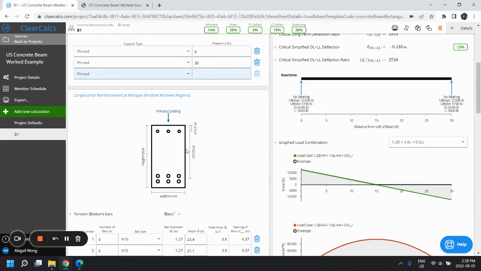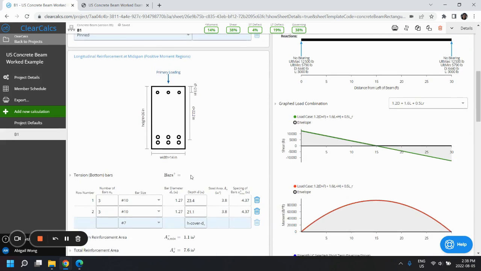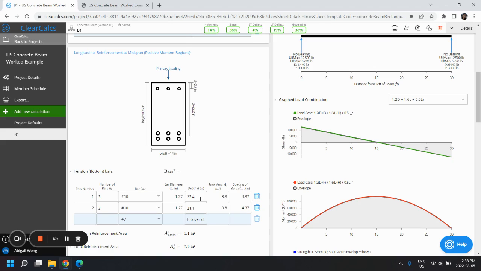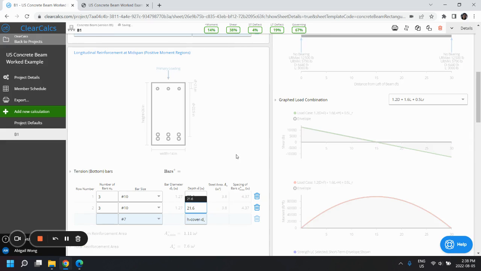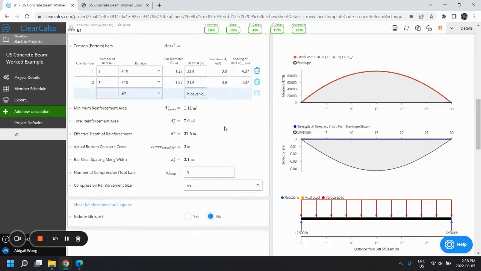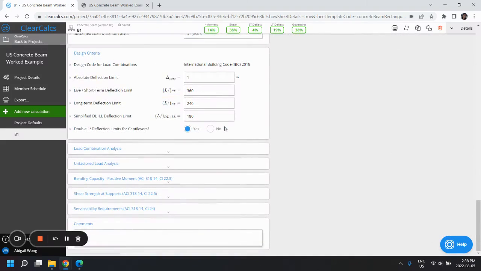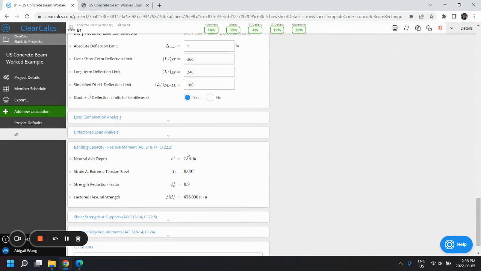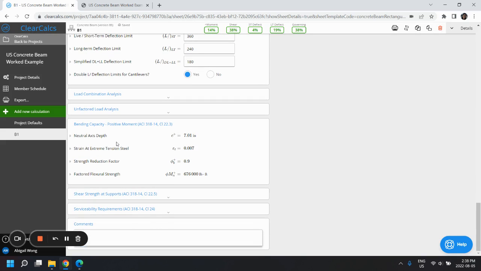We said that our depth to the bottom bars was 22.5 inches. So that is calculated by taking an average of our bottom bars. To achieve this, we can change this value to 21.6 inches, and that will match the 22.5 and the 2.5. If we scroll down, we can see all of the intermediate steps to calculate bending capacity. You can see that the neutral axis depth is 7.01 inches and that the strength reduction factor used is 0.9.